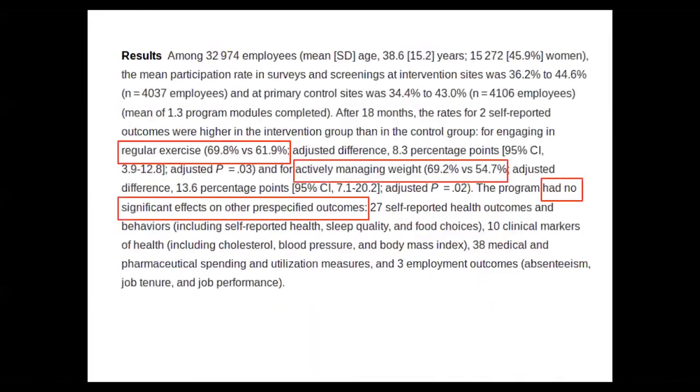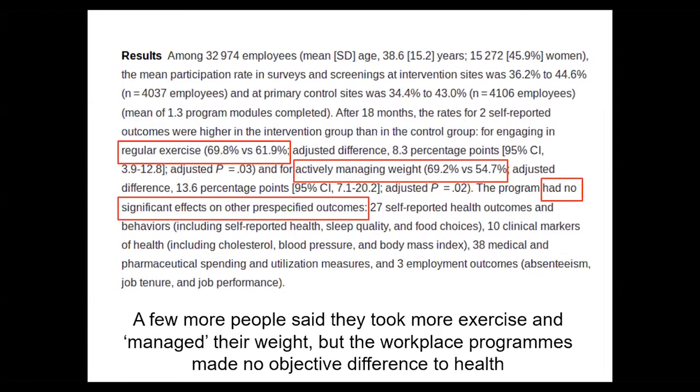And the results of this are interesting in that what we found was that certainly there was some increase in the number of people reporting that they were taking more exercise, and an increase in the number of people saying that they were actively managing their weight. But there was no observable effect on any of the objective measures of health. And that included things like people's weight, their blood pressure, their cholesterol levels, all that sort of stuff that we would want to see some change in.